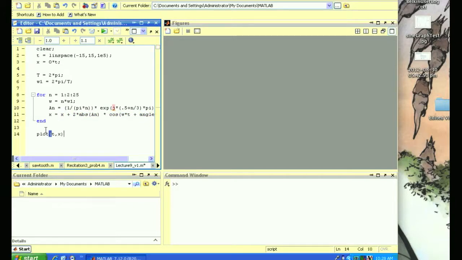Too many arguments. Oh, I have to put a time. Nope, no need to initialize it. There we go.